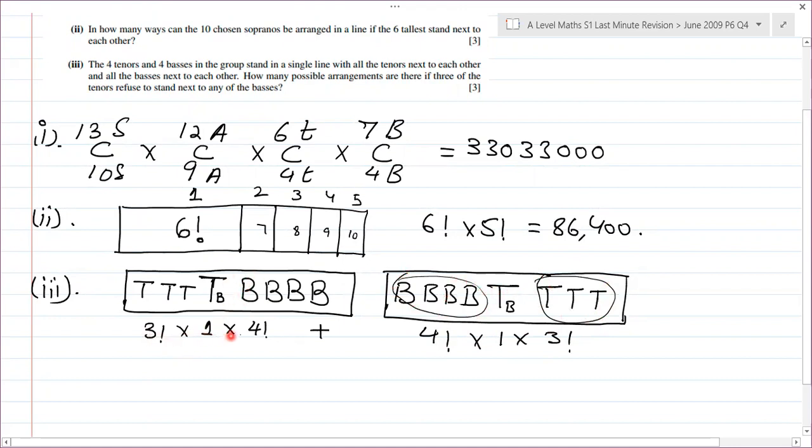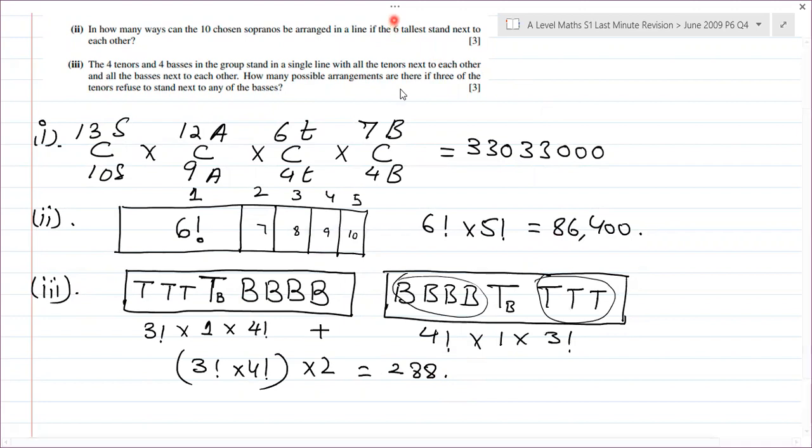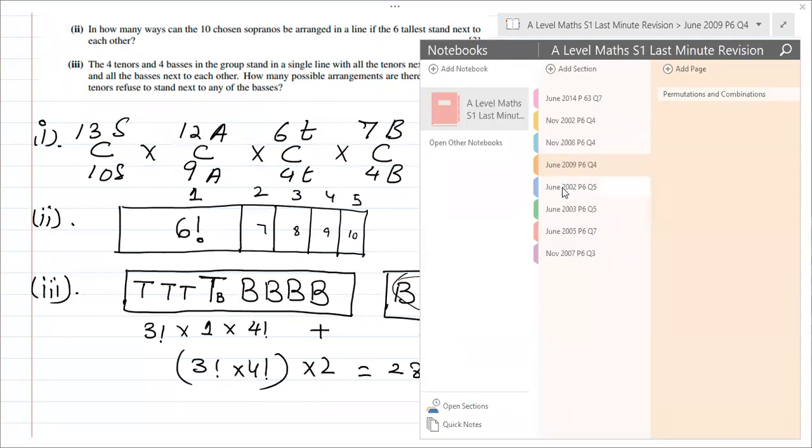So it's 3 factorial into 4 factorial, plus 4 factorial into 3 factorial, or just multiply this by 2, which is the same thing. 3 factorial into 4 factorial gives you 144. 144 times 2 gives you 288. So that's 288. Okay, now the next one.